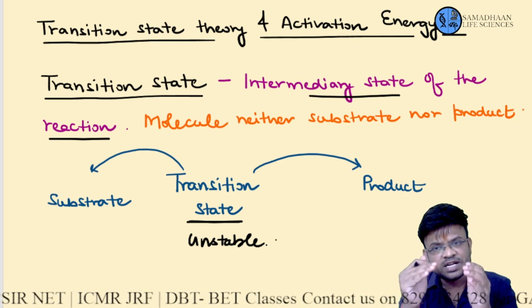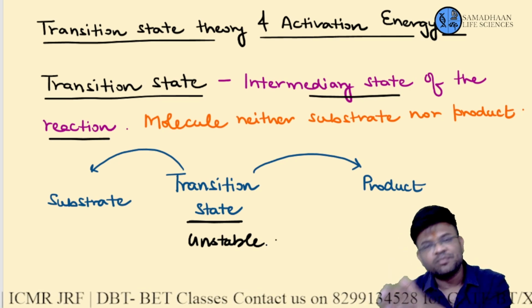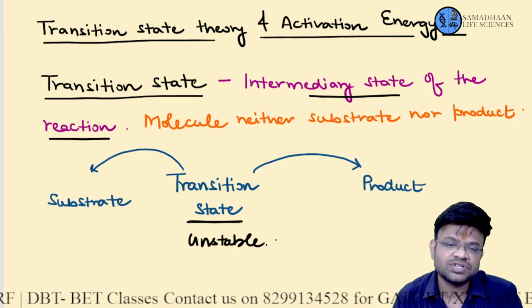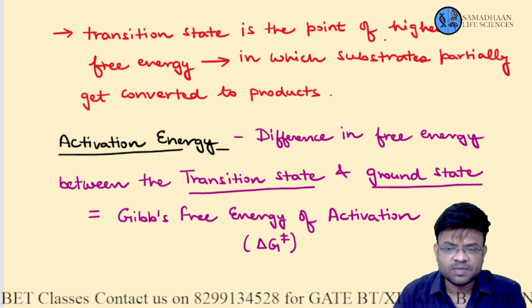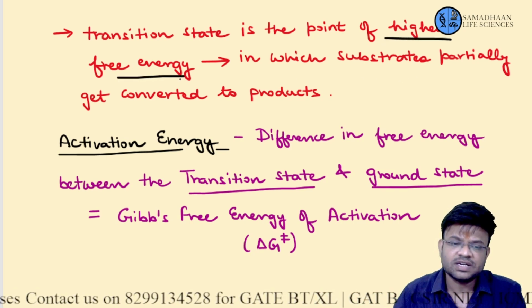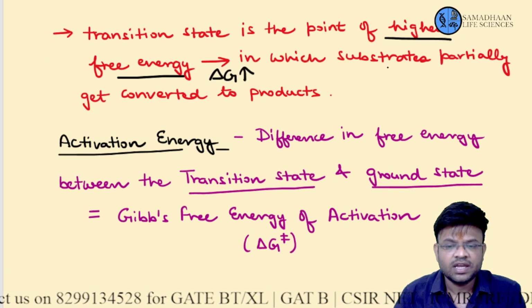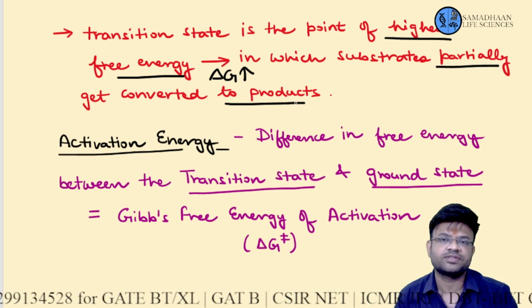At this particular state, the molecules are neither at the substrate level nor at the product level. It is somewhere in the middle. So this is what is meant by transition state. Next, transition state is the point of highest free energy, as I've already told you. That means the delta G value over here will be highest, in which substrates partially get converted into products.